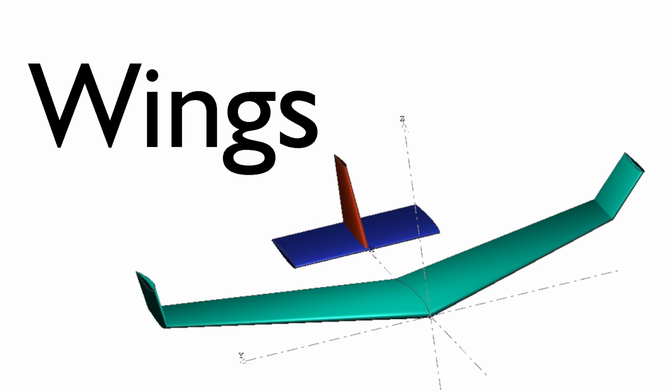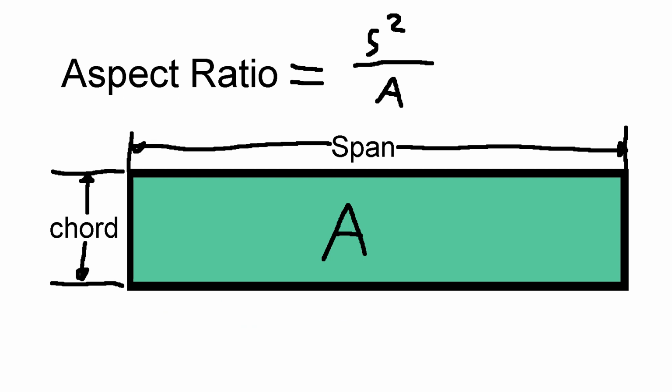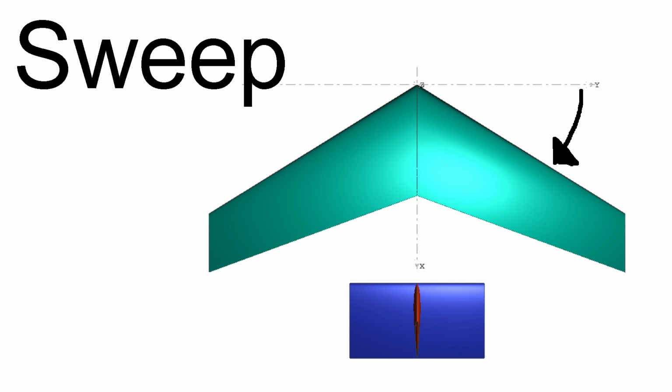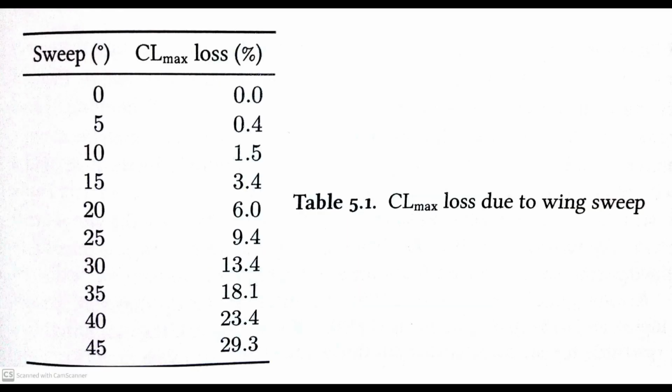Wings. Aspect ratio describes the ratio of the wingspan to the length from the leading edge to the trailing edge. For tapered wings, it can be calculated as wingspan squared over wing area. Sweeping a wing increases the apparent chord size. 10 degrees of sweep is roughly equivalent to 1 degree of dihedral. Sweeping a wing decreases max lift. Table 5.1 shows the rate of lift loss with increasing sweep angle.